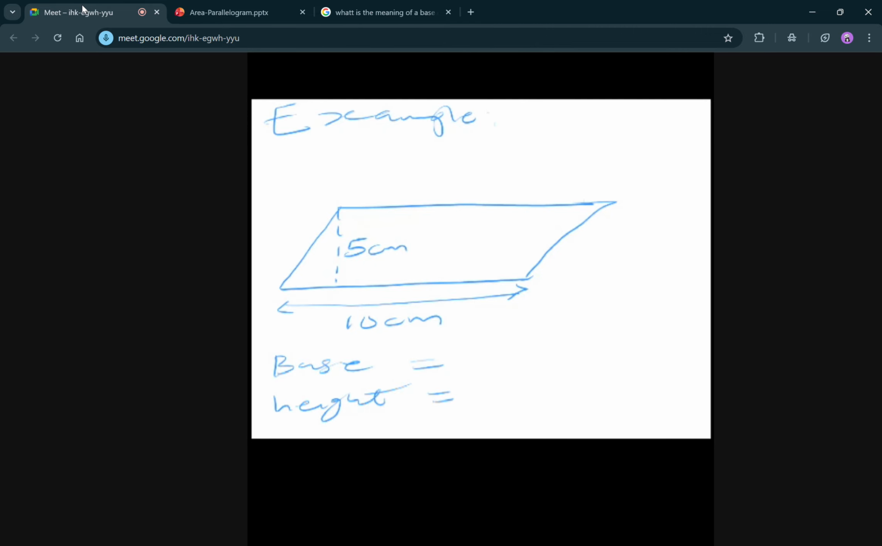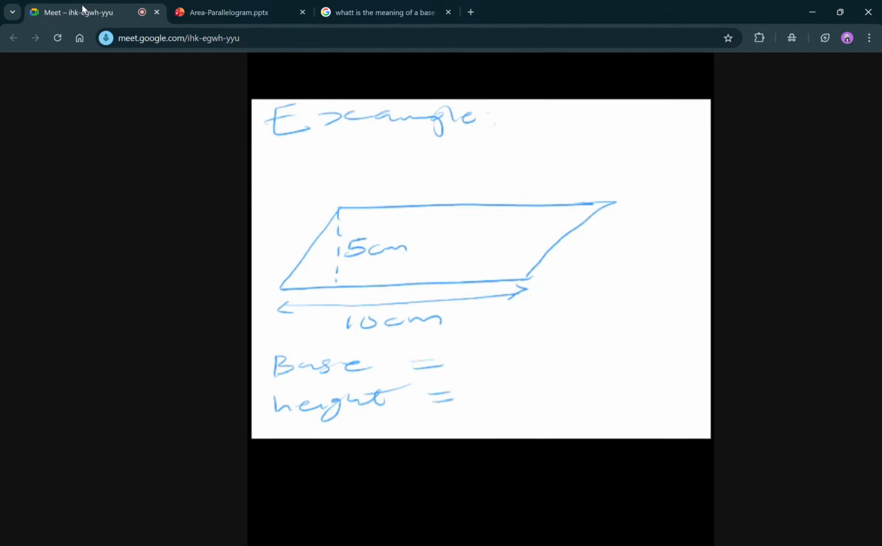The area is the amount of space a two dimensional shape takes. Continue. Parallelogram. That is a diagram. The area of a parallelogram is given as base times height.